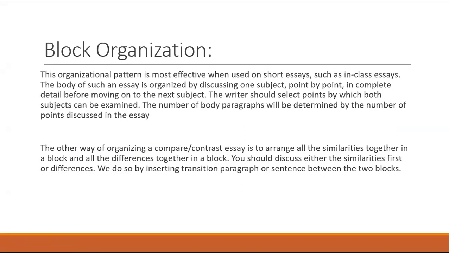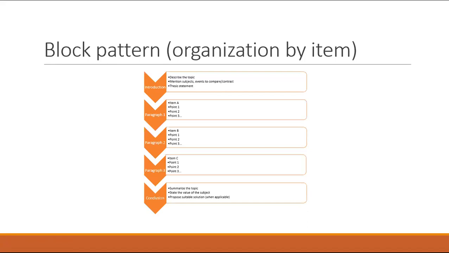The writer should select points by which both subjects can be examined. The number of the body paragraphs will be determined by the number of points discussed in the essay. So the other way of organizing a compare-contrast essay is to arrange all the similarities together in one block and the differences in the other block. So you should discuss either the similarities first or the differences first, right? So again, you are separating two categories, two subjects, in different paragraphs. We do so by inserting a transition paragraph or sentence between the two blocks. Now this is the organization of block pattern.